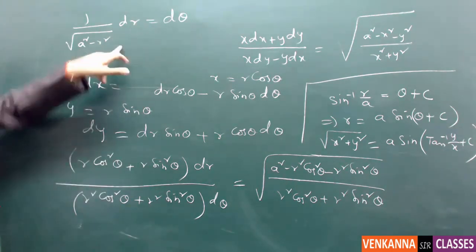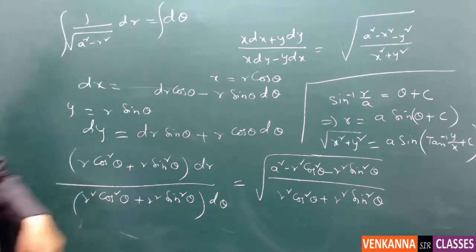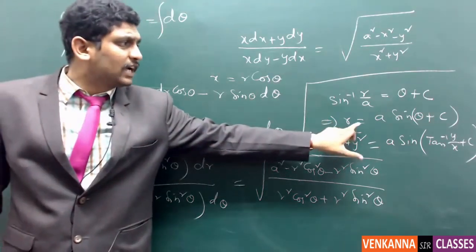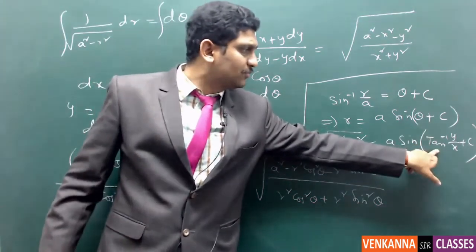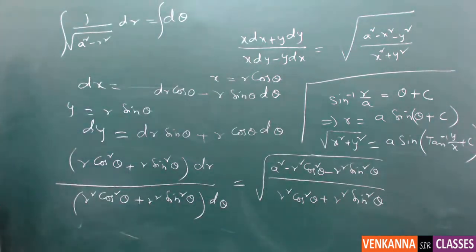If you simplify, this is the thing. You go for variable separable. You integrate the value. This is the solution. In place of r, substitute the r value. In place of theta, substitute the theta value, because we have y by x equal to tan theta earlier. So theta is equal to tan inverse y by x. So square root of x square plus y square equal to a into sin of tan inverse y by x plus c is the final answer. Okay. Please solve on your own and confirm the answer.